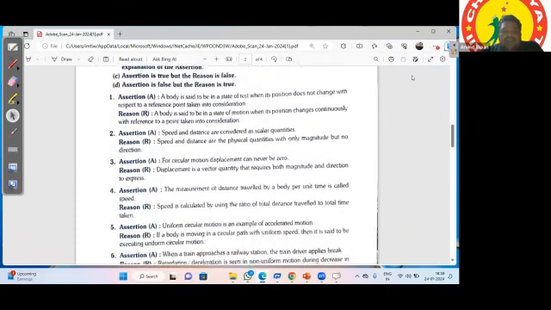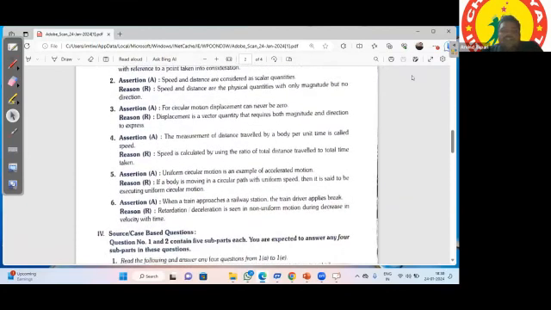Now see the second one. Chavan will answer now for the second one. Sir, can I answer some other? There is the second question, option B. For the second question, speed and, sorry, distance. Sorry, the second question is option A. Okay, speed and distance are considered as scalar quantities. That's true. Speed and distance are the physical quantities with only magnitude but no direction. So that will also be option A.